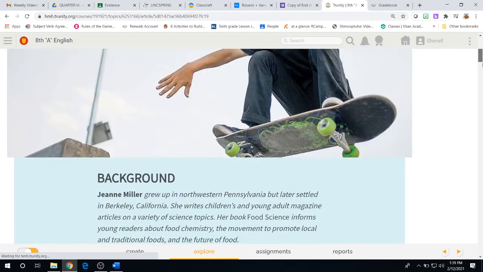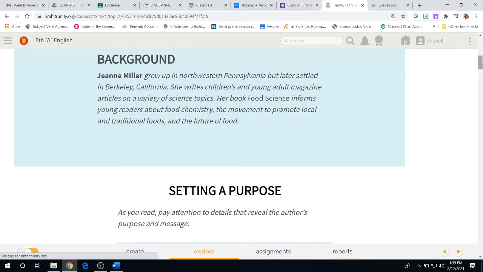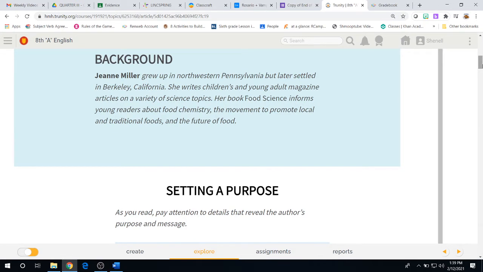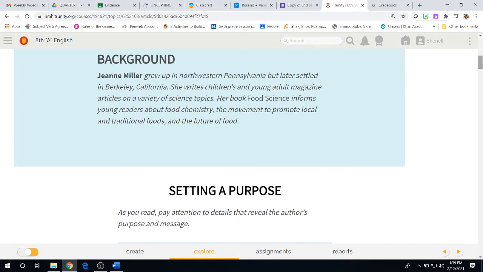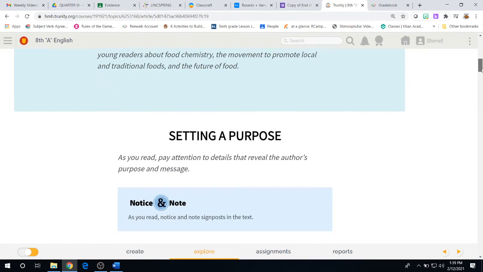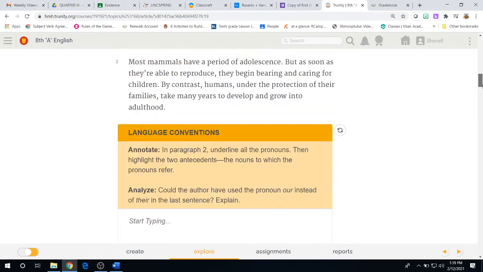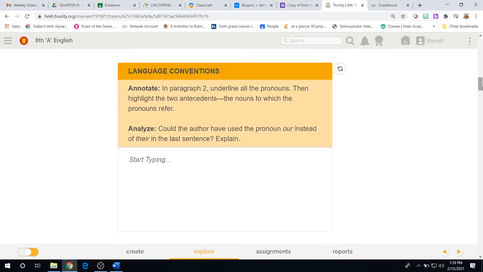Here's a little background information on the writer. Jeanne Miller grew up in northwestern Pennsylvania, but later settled in Berkeley, California. She writes children's and young adult magazine articles on a variety of science topics. Her book, Food Science, informs young readers about food chemistry, the movement to promote local and traditional foods, and the future of food. So we begin reading, and we come to our first language conventions.